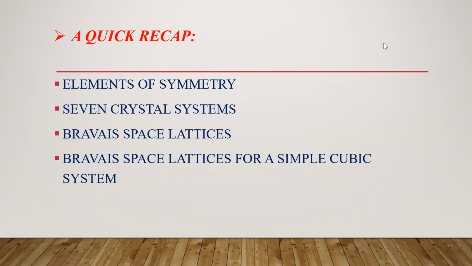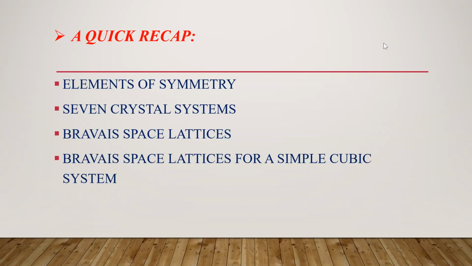Then we have learned the 7 crystal systems. That is CTO or HMT, I asked you to learn in that fashion. That is cubic, tetragonal, orthorhombic, rhombohedral, hexagonal, monoclinic, and triclinic. Then we have Bravais space lattices.